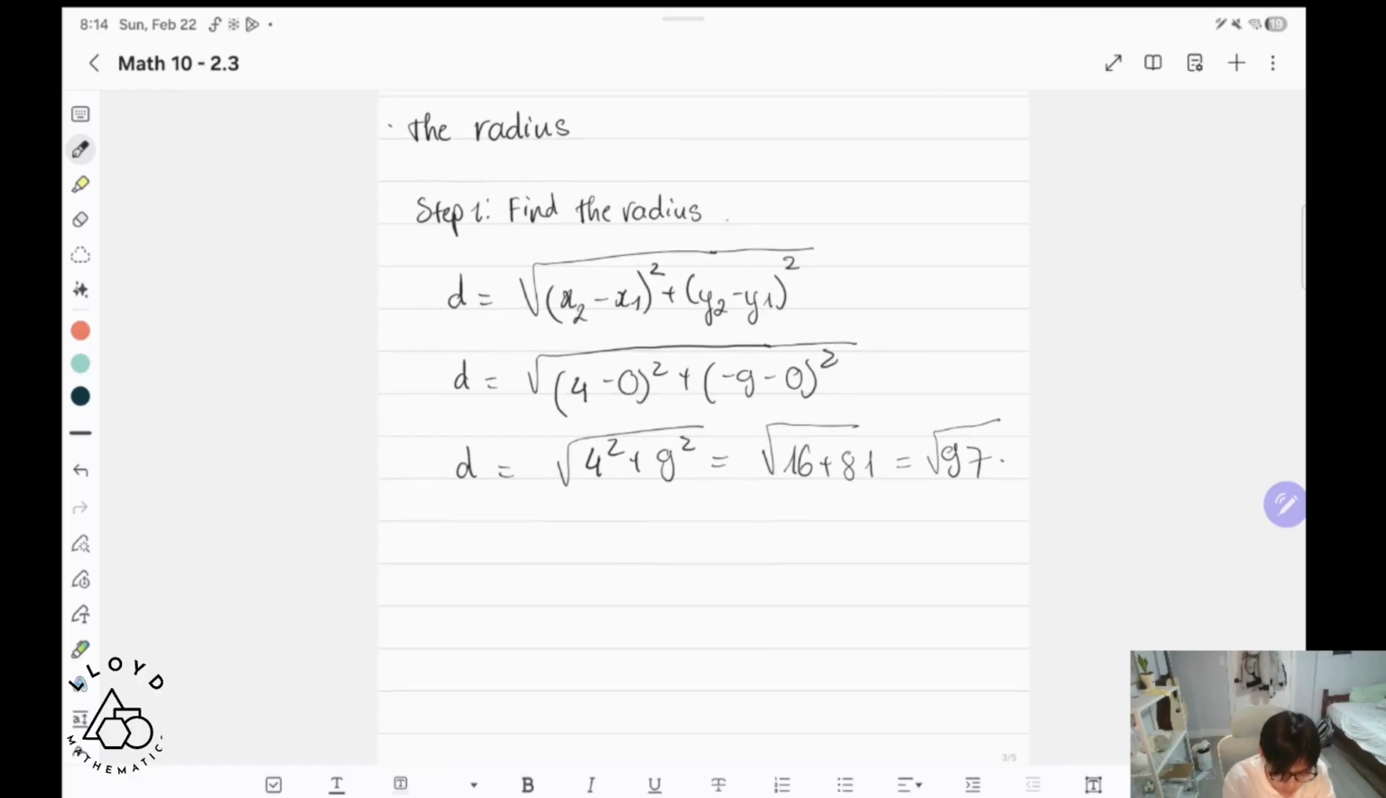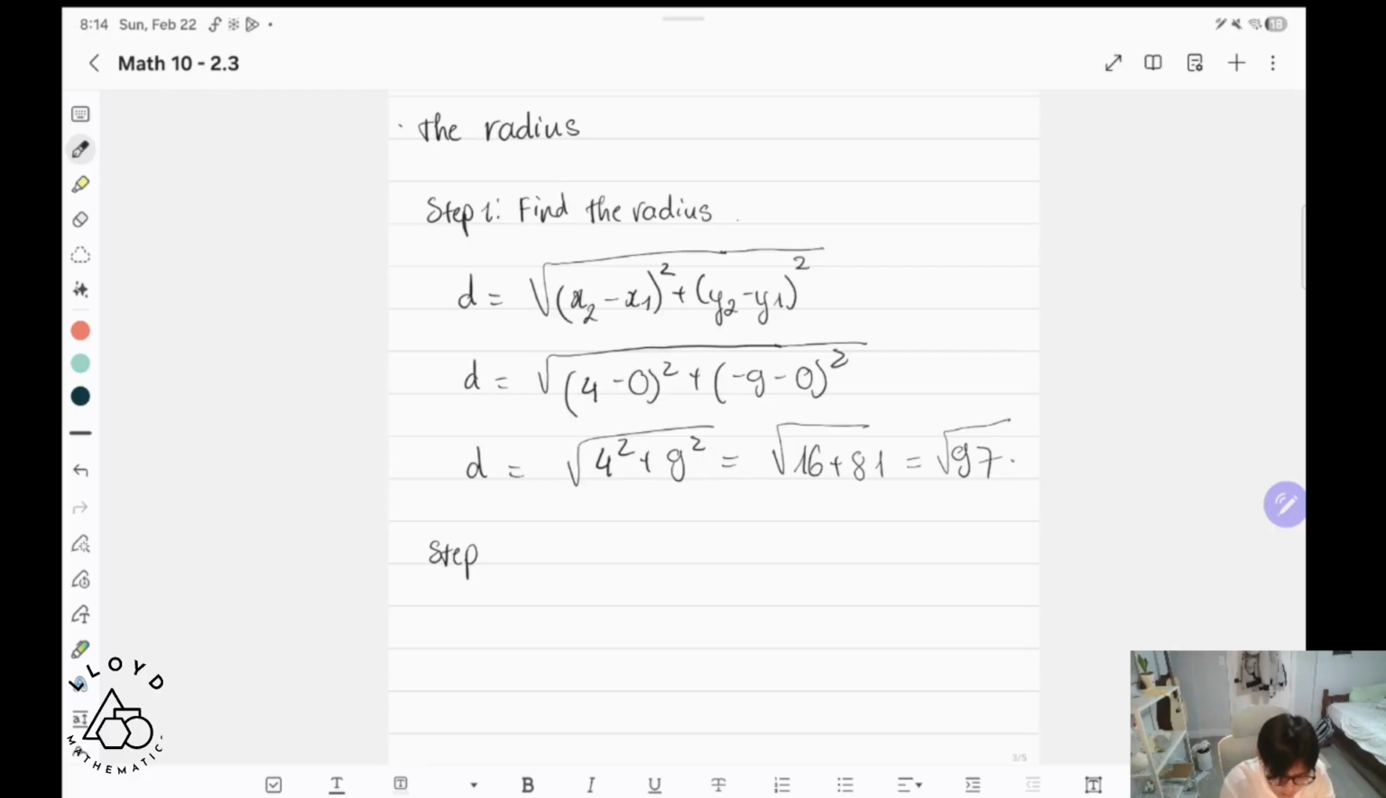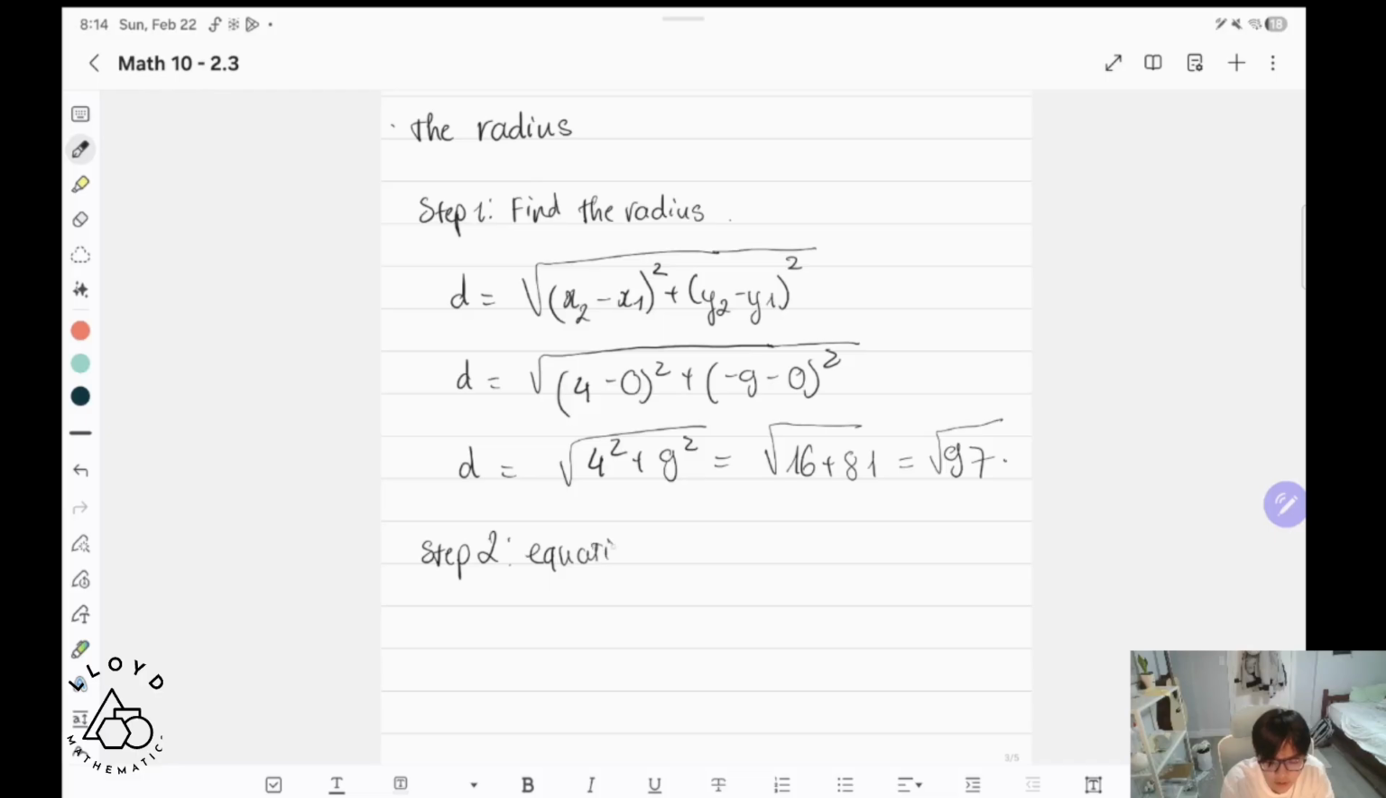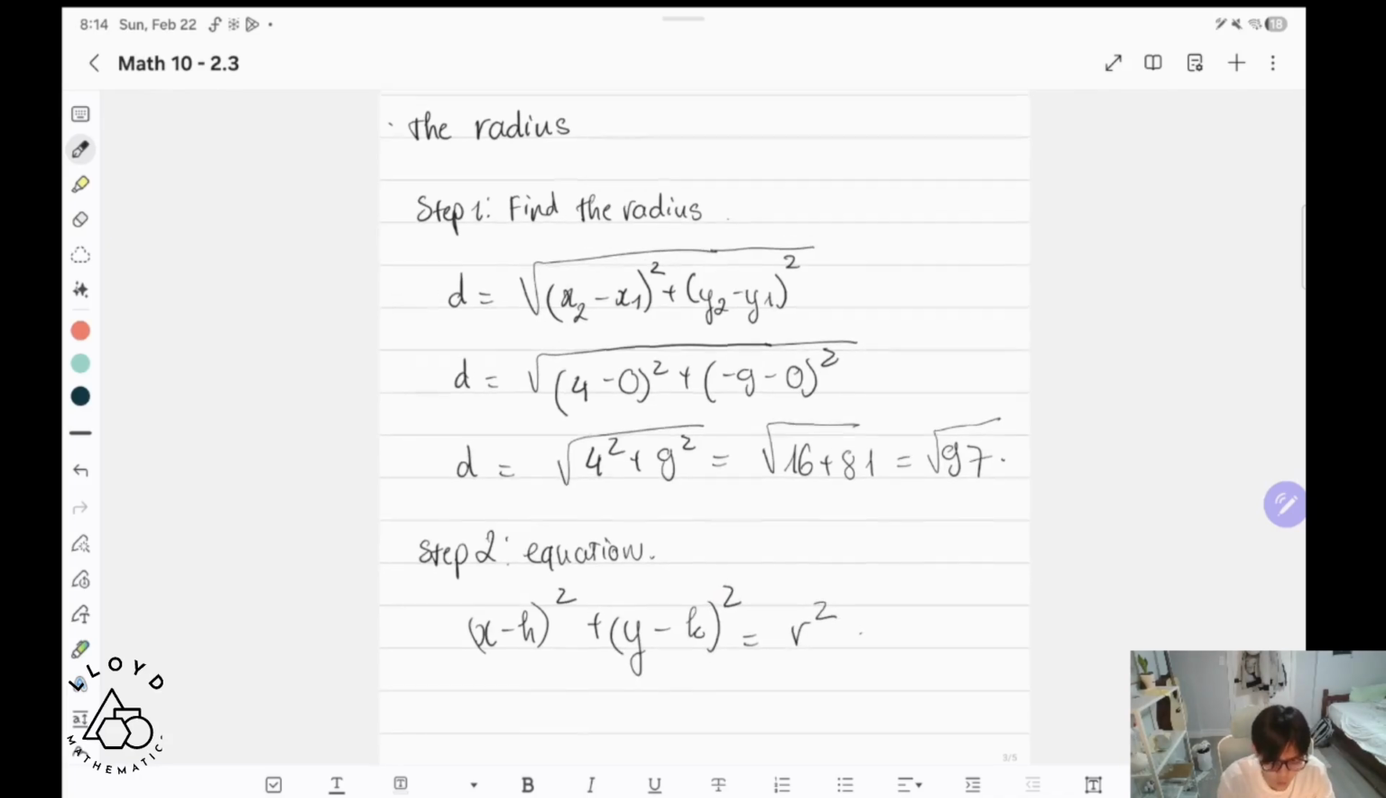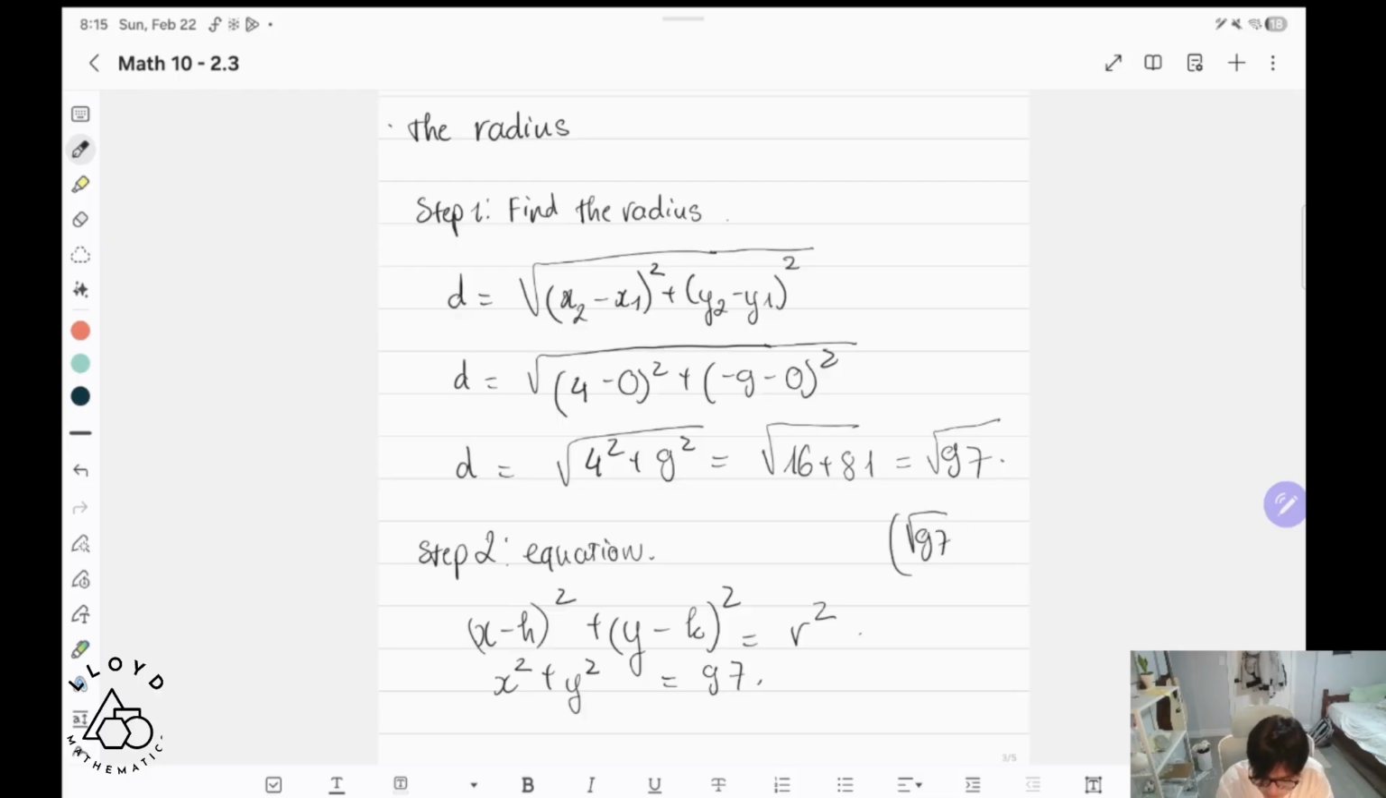So the next thing, step 2, is just to write the equation, because we already got the radius and the center point. The equation, as you all know, is x minus h squared plus y minus k squared equal to the radius squared. We already got h and k equal to 0. So we get x squared plus y squared is equal to 97, because this radical, when it's squared, is equal to 97. So here is the answer after all. Okay.